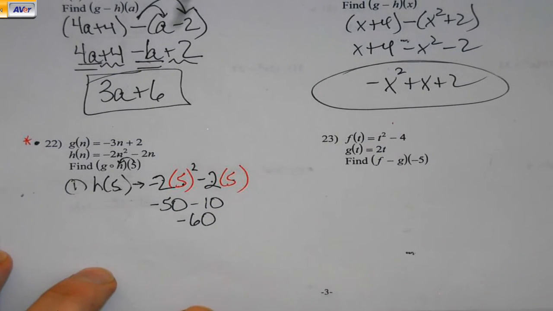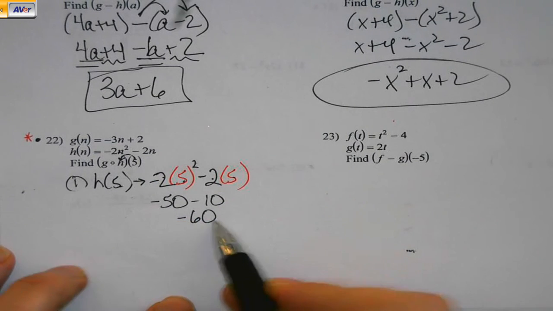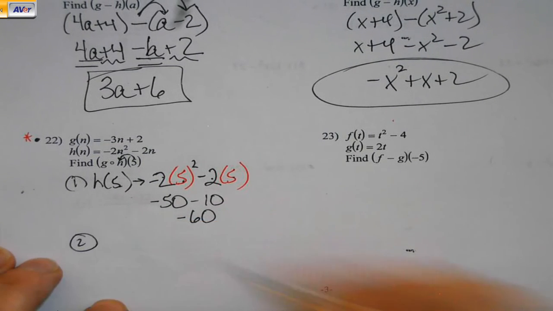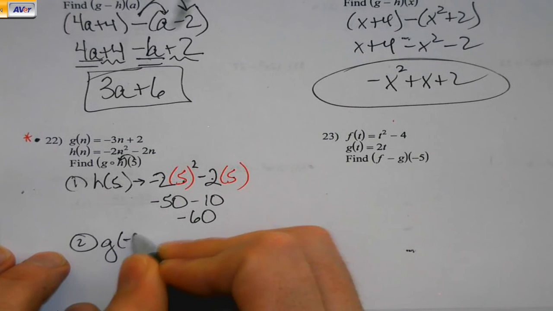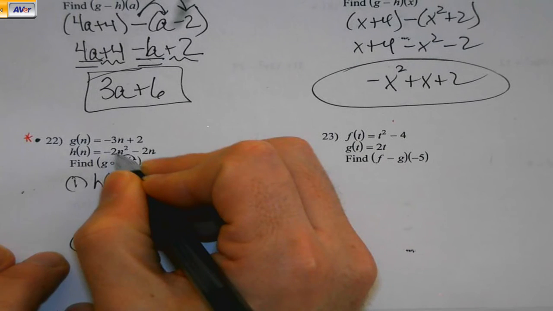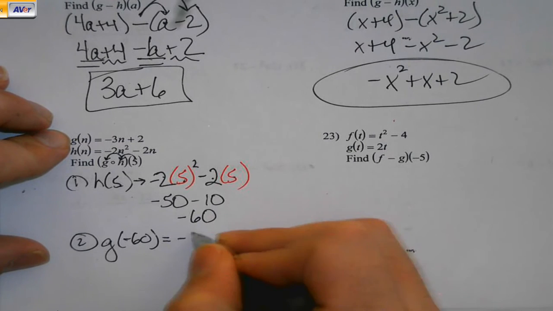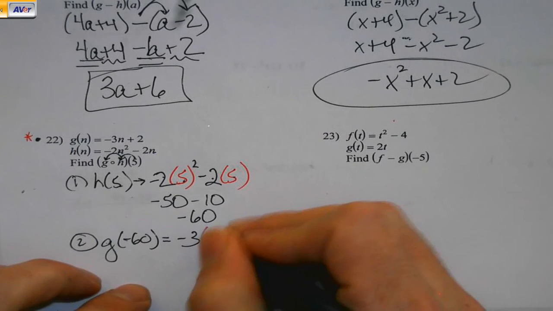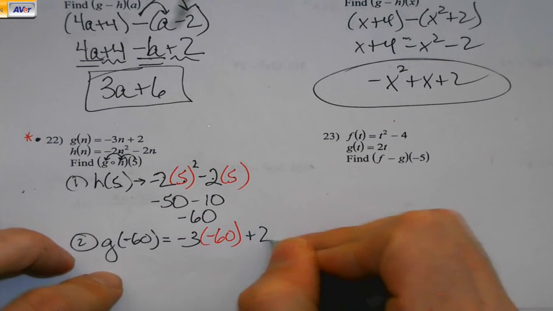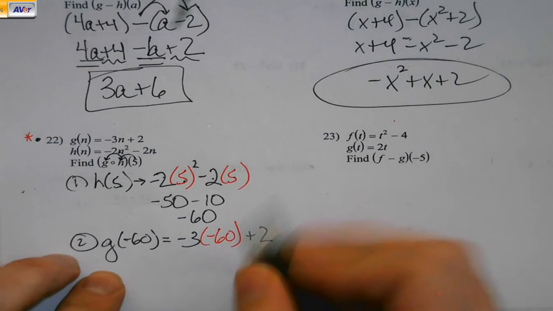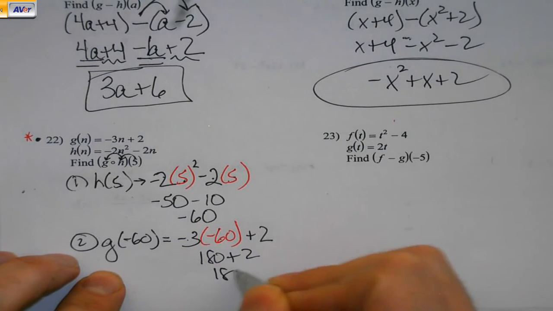Okay, but I'm not done. That's just this first part of plugging 5 into h. My second job then is to plug that answer into g. So I'm just kind of working my way to the left. So here's g, negative 3 times negative 60 plus 2. Okay? Negative times negative is a positive 180 plus 2 is 182.